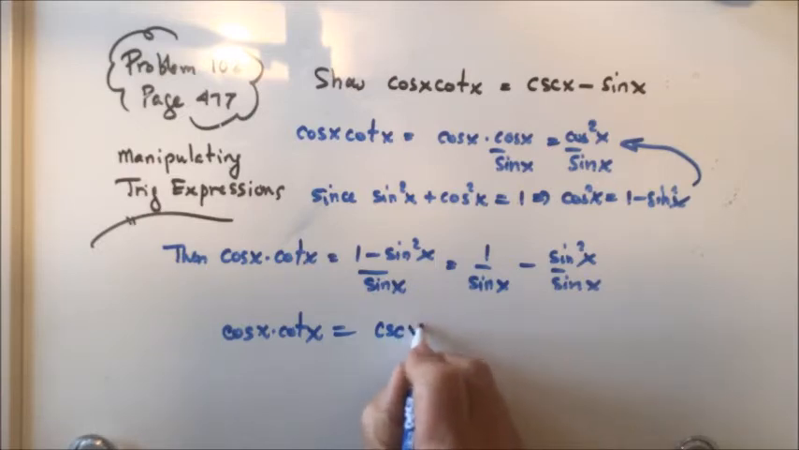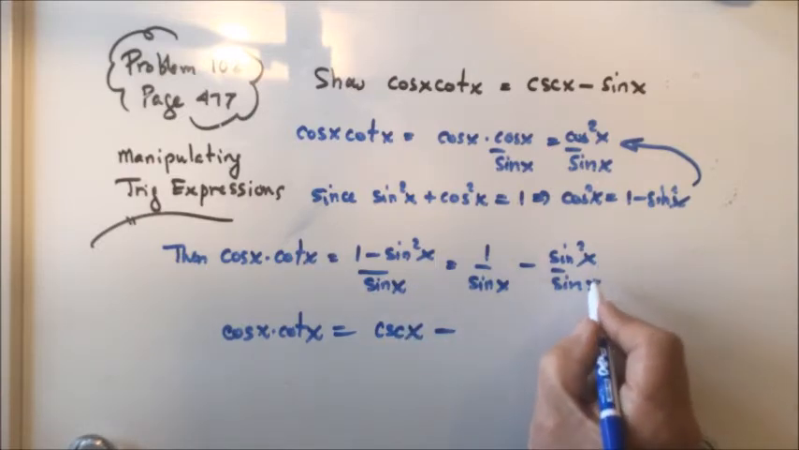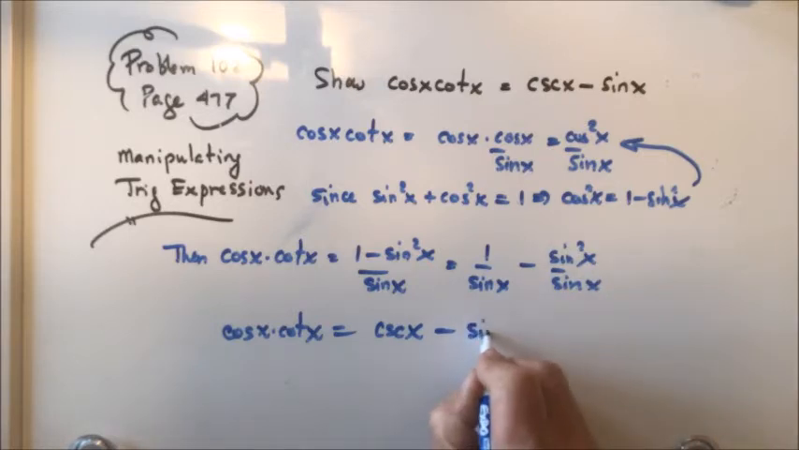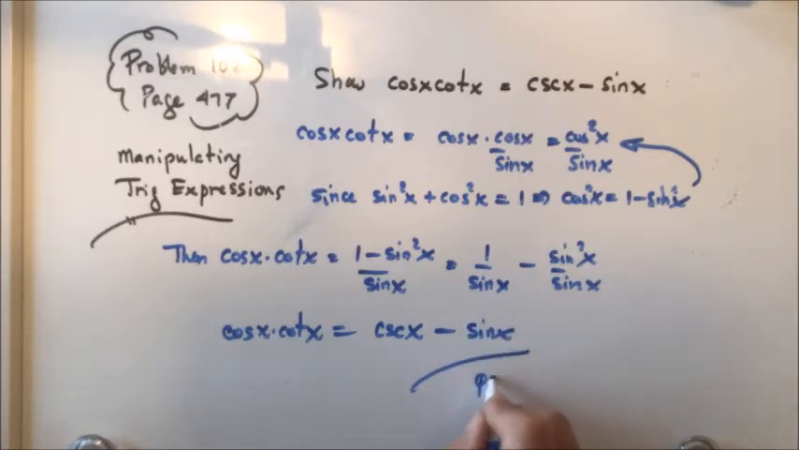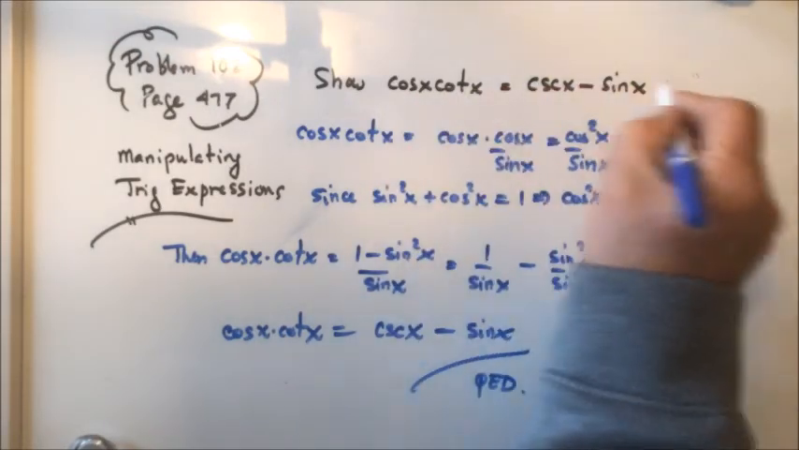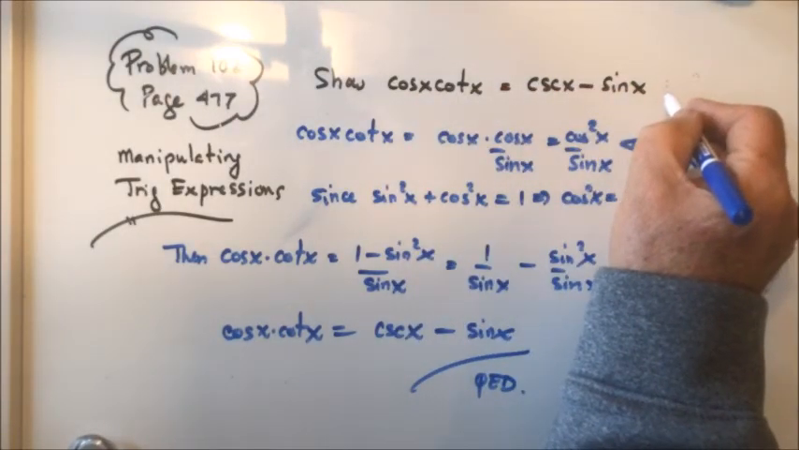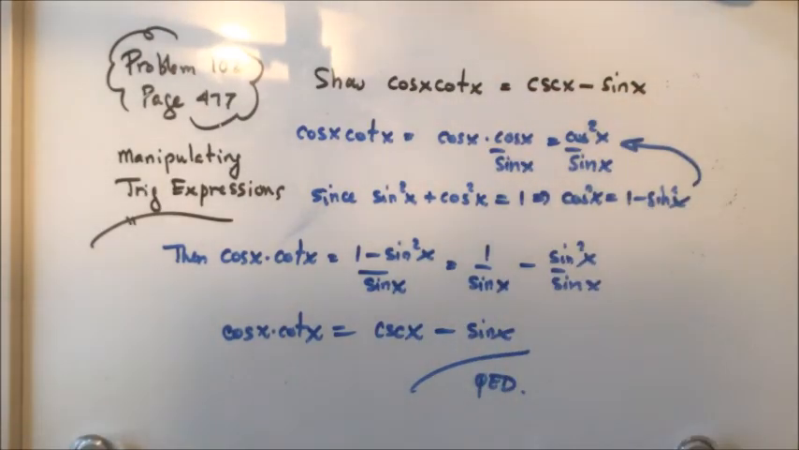And therefore, indeed, cosine x times cotangent x is equal to, what's 1 over the sine? It's the cosecant of x. What is the sine squared divided by sine? It's sine of x, and that is what we set out to show. All right, moving on.